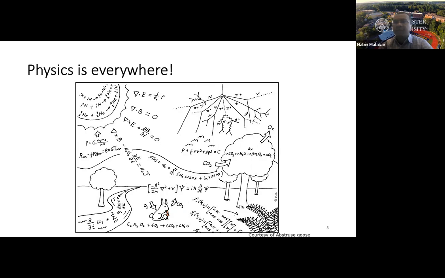This is a picture that I borrowed from Abstruse Goose, so thanks to them. You can see that there are a lot of processes that are governed by simple physics principles. It's either simple or impossible. So once you figure it out, it's simple. Trust me on that. So you have all these processes going around, and you try to think of the physics process. And if you think about these processes, you can eventually win a Nobel Prize.